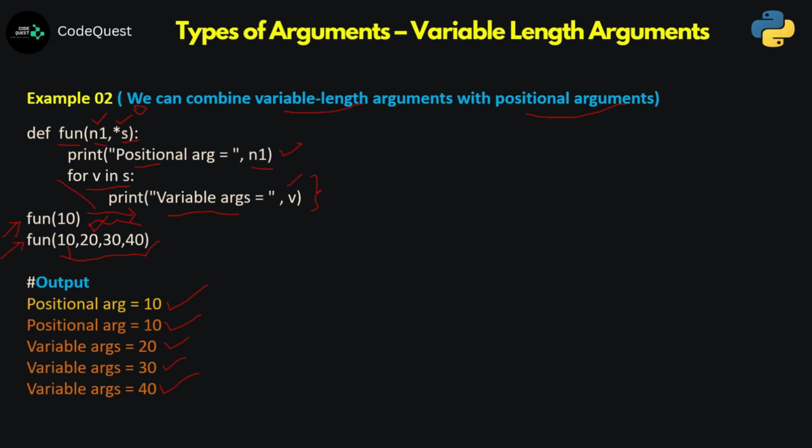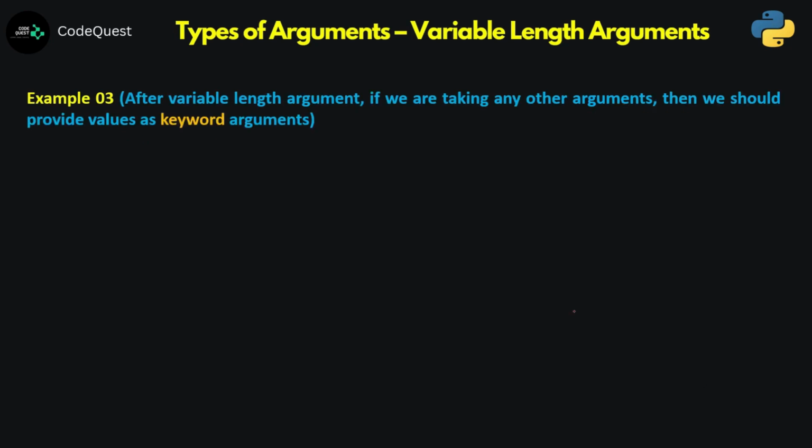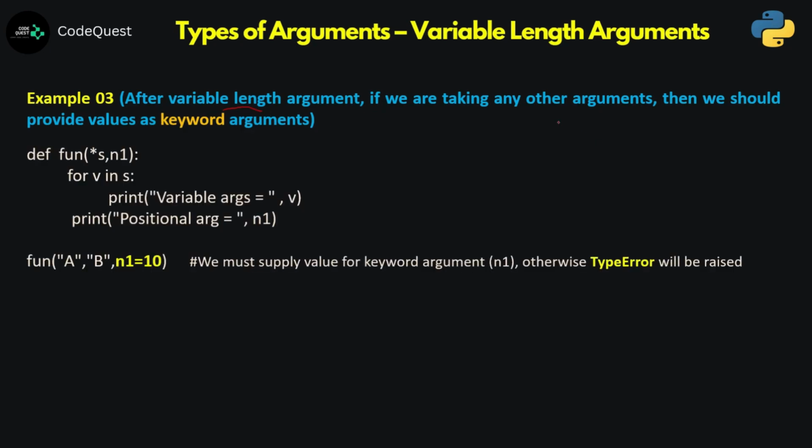So if you increase the positional arguments accordingly, those many arguments from the beginning might be taken up here, and whatever is left out will be taken up by the variable length argument. In the previous example, we started with a keyword or positional argument followed by the variable length argument. Now suppose after the variable length argument you are taking any other argument, then we must use the keyword argument.